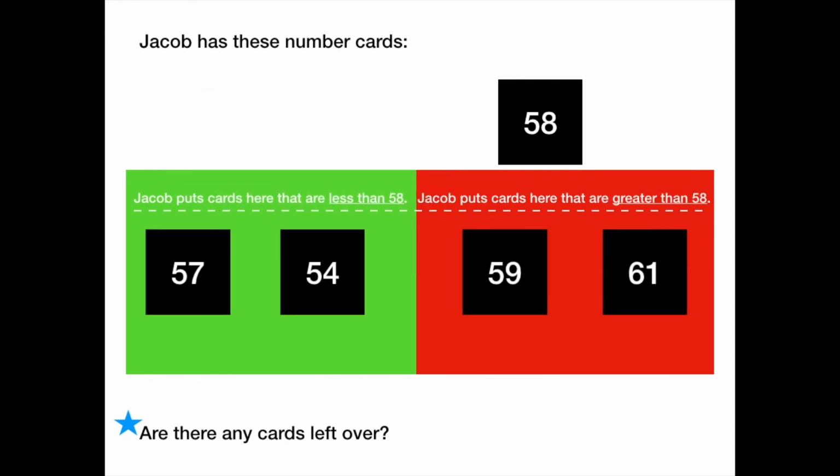On the green side, 57 and 54 are both less than 58. On the red side, 59 and 61 are greater than 58. Are there any cards left over? 58. 58 is not less than 58, and 58 is not greater than 58. 58 is equal to 58, so that was the tricky one.